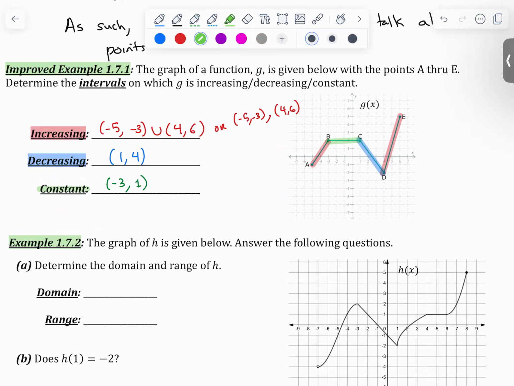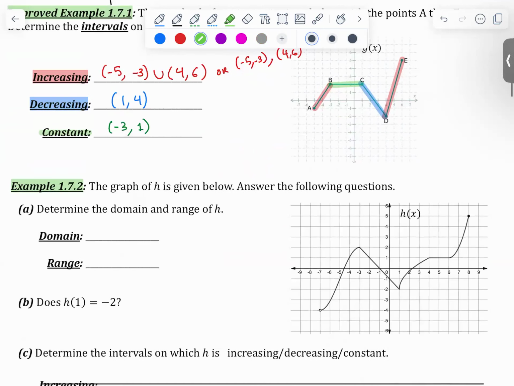Anyways, and then we'll do example 1.7.2, which is: the graph of h is given below. Answer the following questions. Just a little bit of review. Never hurts to do a little bit of practice. The domain and range of h.